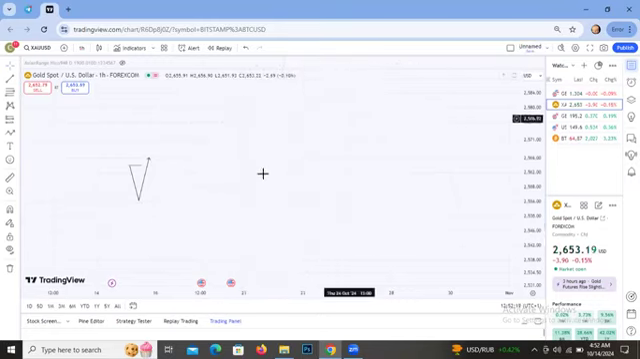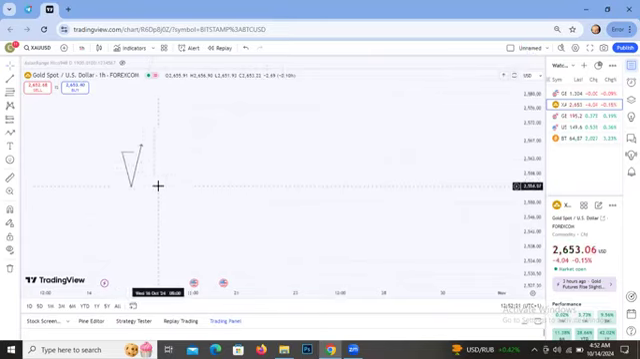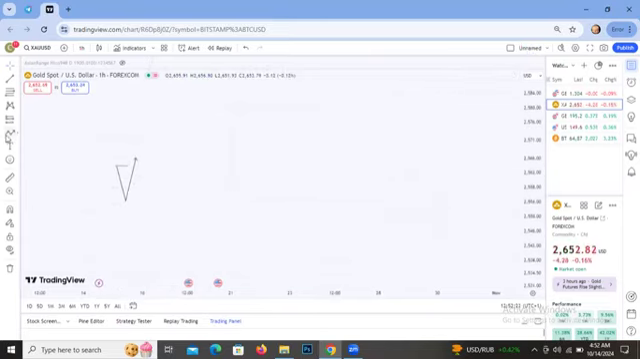Okay. Now, what do I mean by change of character? This is BOS now. What do I mean by change of character? The change of character is a shift in the market. You call it market structure shift or change of character, any one you want.